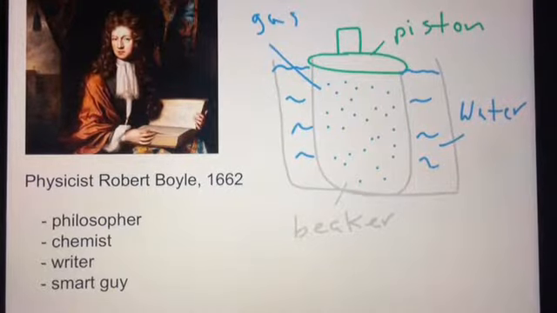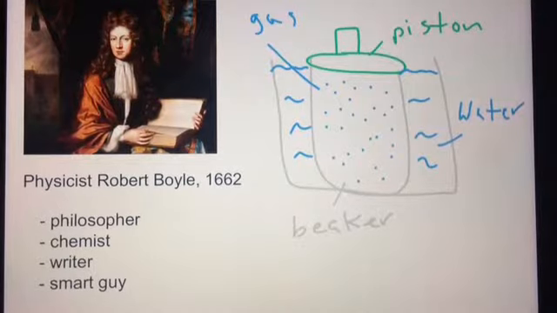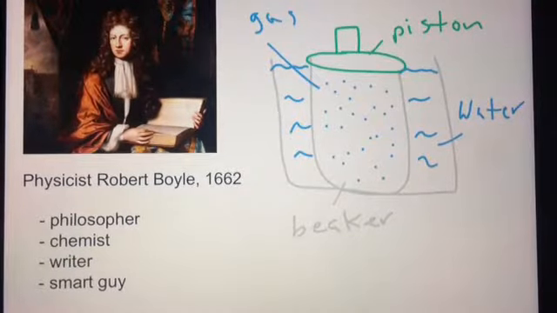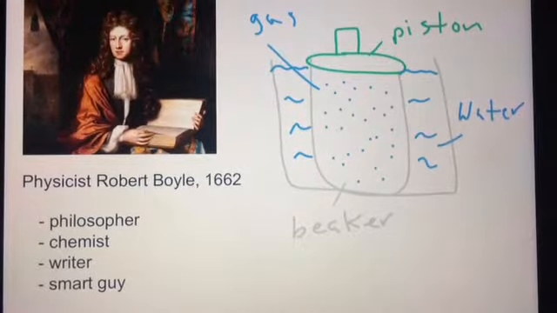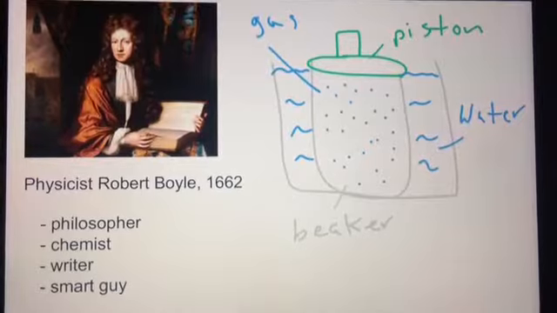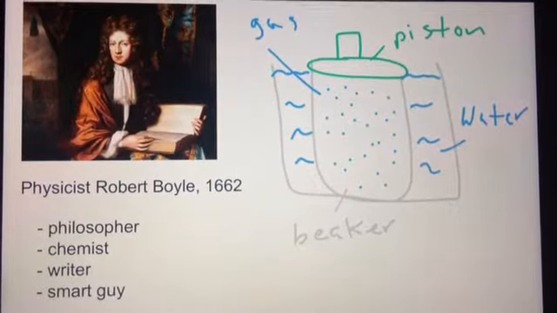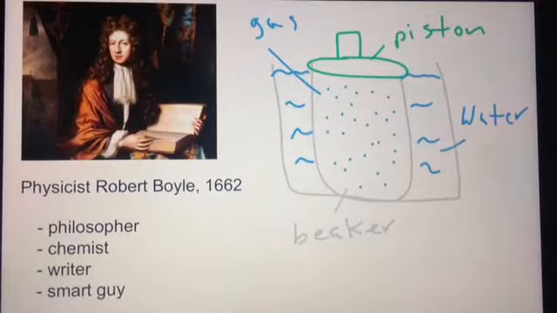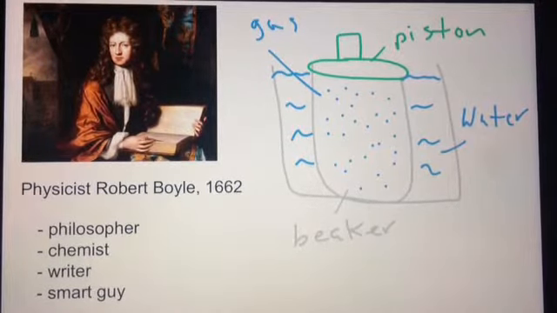So Robert Boyle used this simple experiment right here. He had a beaker full of gas in a box of water, basically, and it was in water so he could regulate and keep the temperature constant. And then the beaker had a piston on top, and what he would do is he'd lower the piston, decreasing the volume, and then he'd measure the pressure, and then he'd raise the piston, increasing the volume, measuring the pressure, and he found out that his theory was correct.